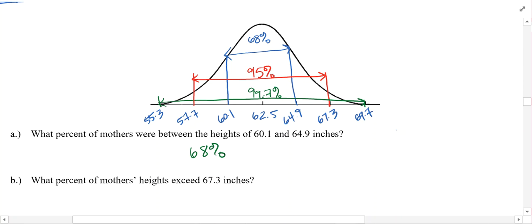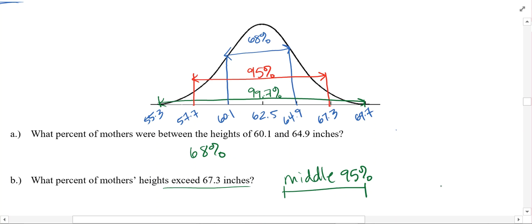What percent of mothers' heights exceed 67.3? Okay, so here we're talking about greater than 67.3. 67.3 is anchored to the 2 standard deviations away. That is the 95%. Again, the 95% is the middle 95%. So if I wanted to figure out what percent is left on each side?